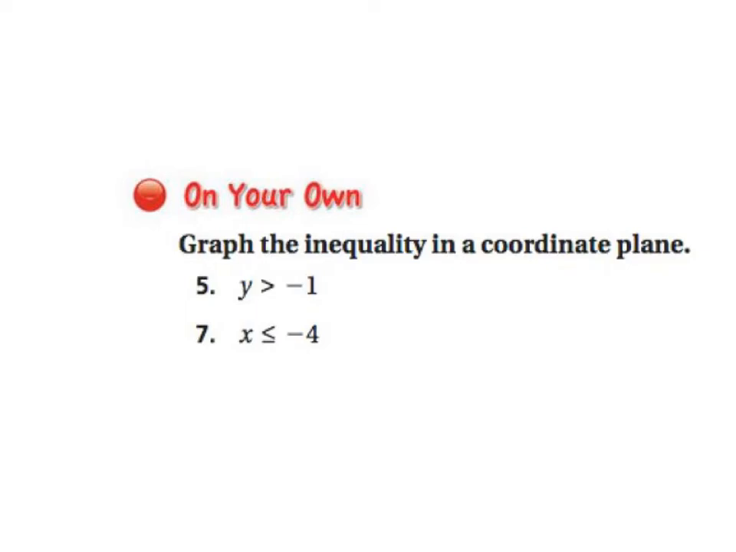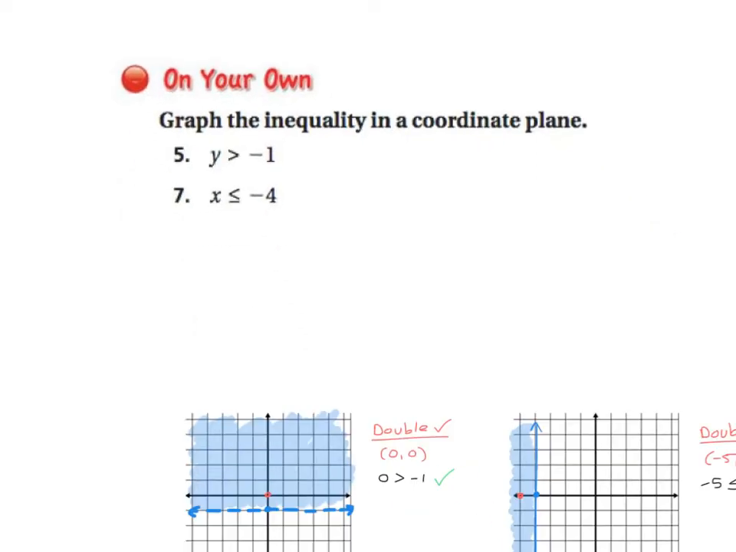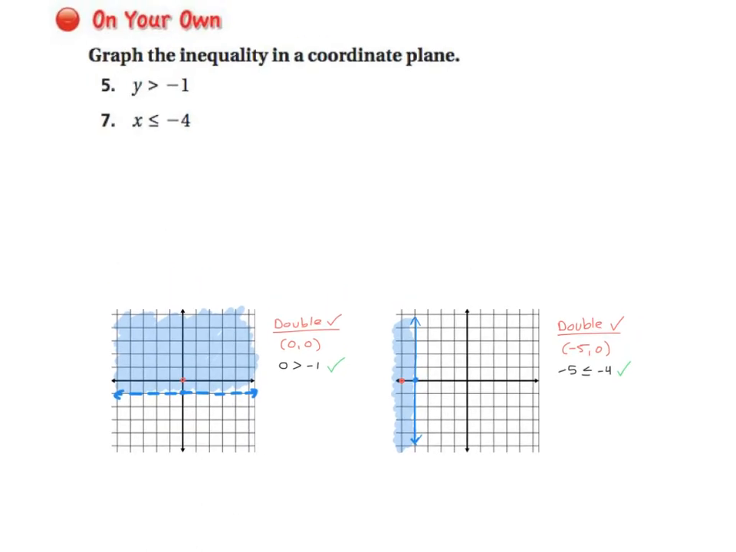Okay, go ahead and pause the video and see if you can graph these two inequalities. Okay, so for the first one, here we have a horizontal line through y equals -1. Since there's no or equal to, we use a dotted line, and since it says greater than, we shade above, and here's my double check.